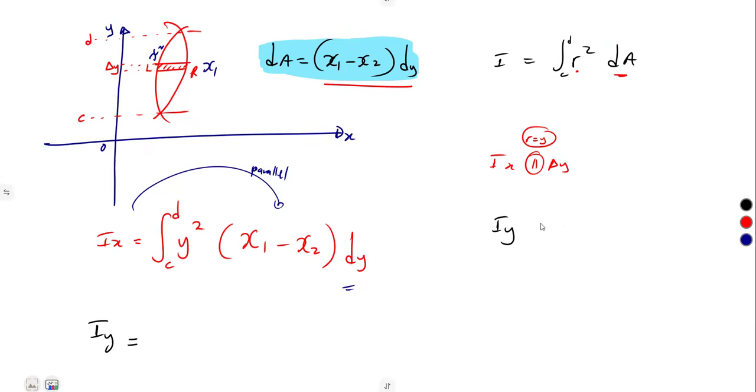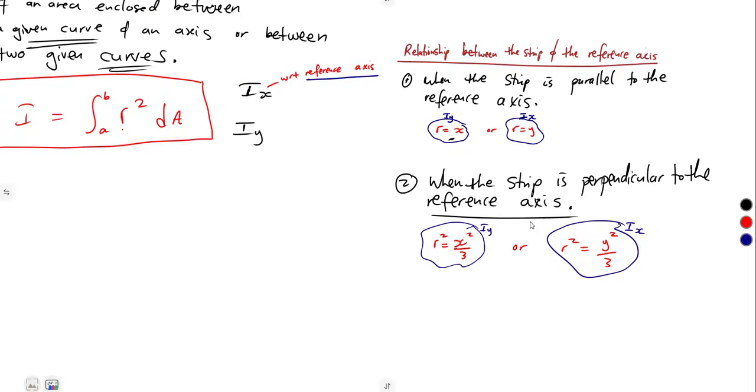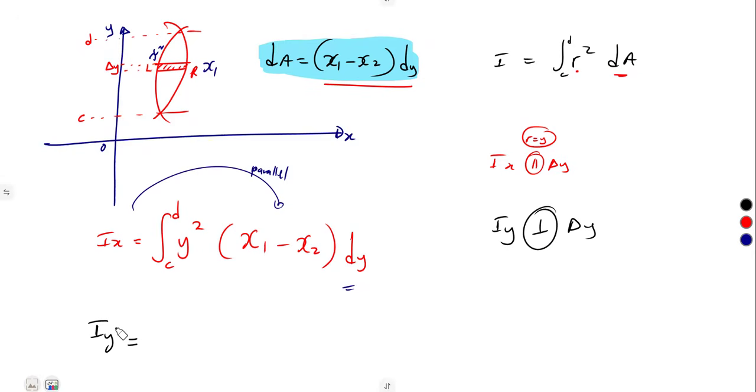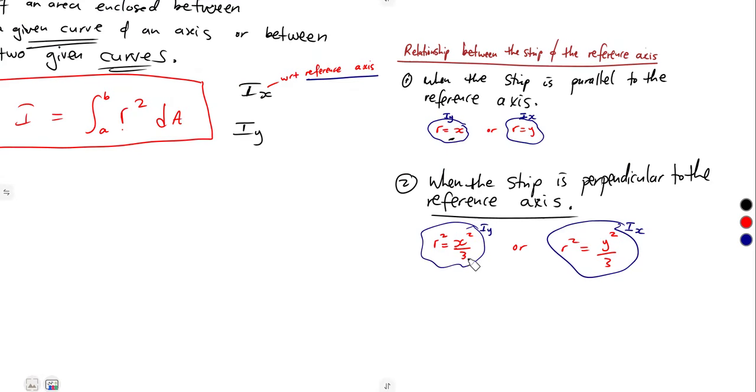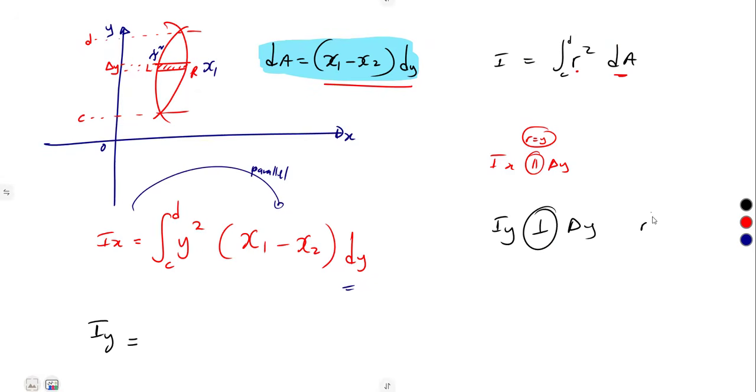So these two, they are what? Perpendicular. If they are perpendicular, our r squared is equal to what? X squared over that. Since you're calculating for y, then it is going to be X squared over what? Over 3. So r squared is equal to x squared over 3.